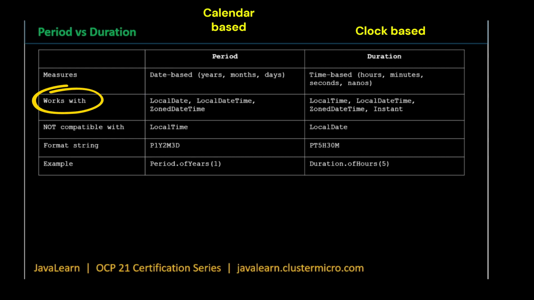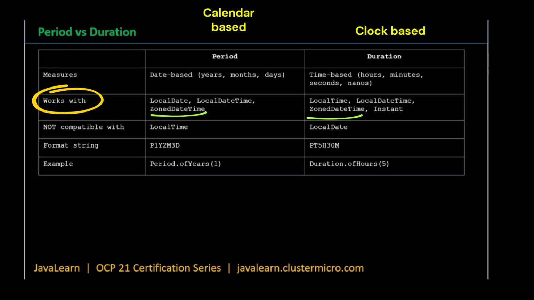All of these have a time component, hours, minutes and seconds. Duration can operate on them because it adds or subtracts clock based amounts, and these classes have the clock fields to work with. Notice that LocalDateTime and ZonedDateTime appear in both columns. They have both a date component and a time component, so they can work with both Period and Duration.